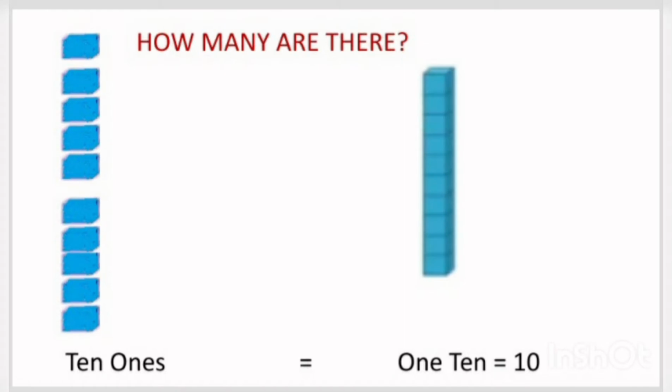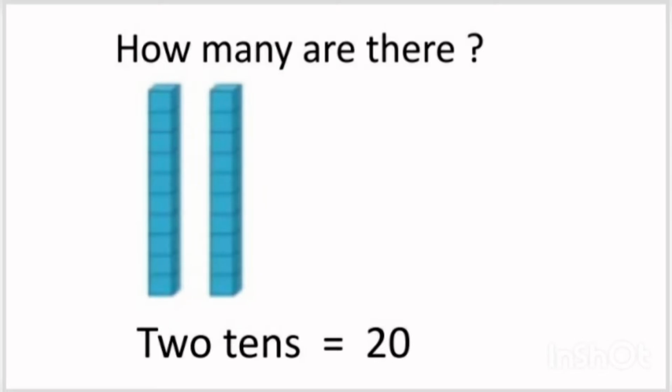See this picture. In this picture, you can see that 10 unit cubes are merged together to form a stack of tens. That is 10 ones is equal to 10. Now let's count this. How many are there? You can see 2 stacks and each stack was of 10 cubes, right? It means 2 tens. You can count it as 20.